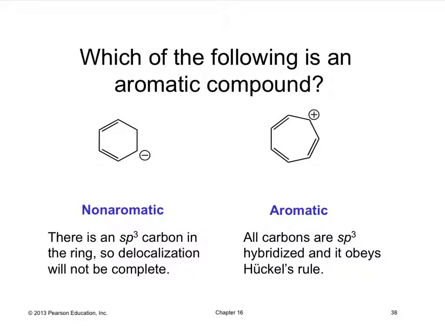So if we were to assess whether a compound is aromatic, here this is non-aromatic, because there's an sp3 carbon in the ring, so the delocalization would not be complete. This would be aromatic, right? There's 6 electrons, 4n plus 2, obeys Huckel's rule. And all the carbons are sp2. Sorry, I crossed that out.